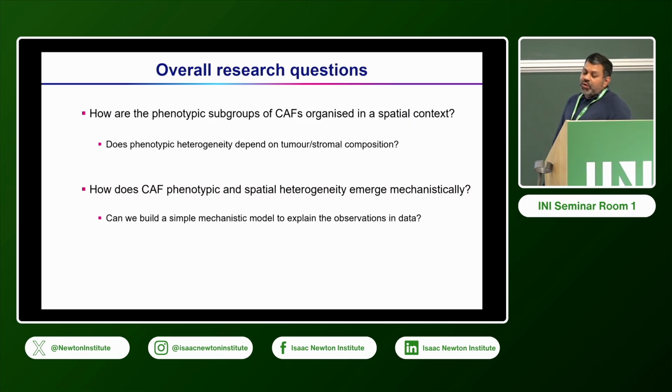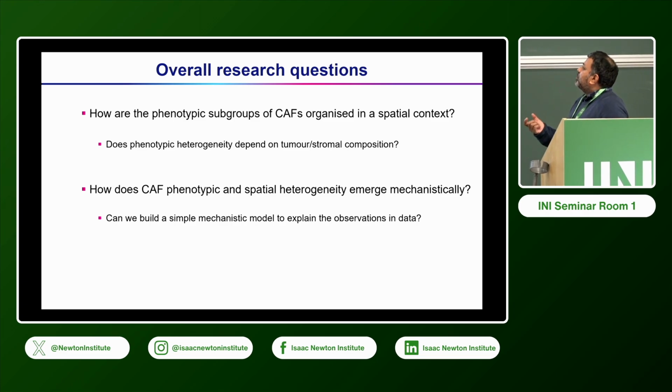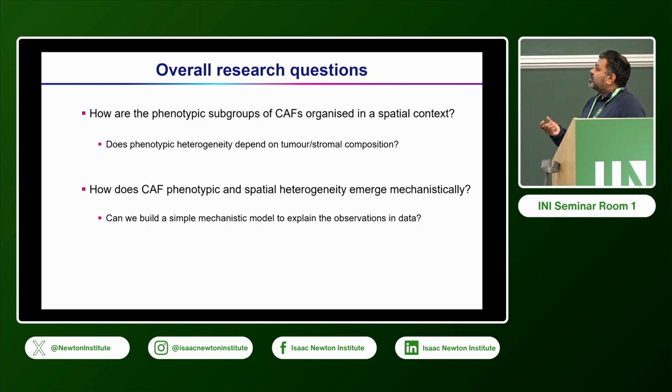The overall research questions for my project are these. I need to understand how the phenotypic subgroups of CAFs are organized in a spatial context by using spatial transcriptomics data. And also I need to understand how CAF phenotypic and spatial heterogeneity emerge mechanistically by using an agent-based mathematical model.